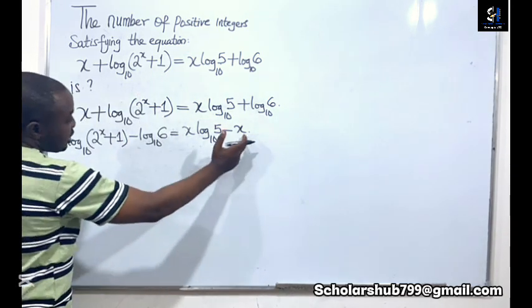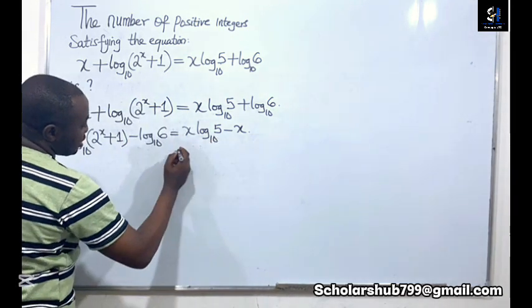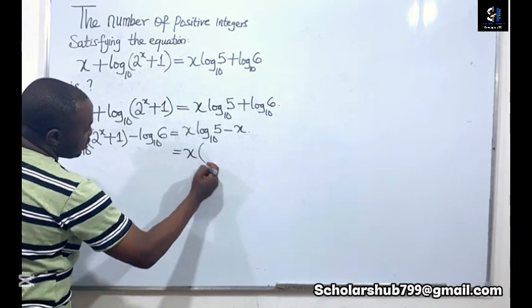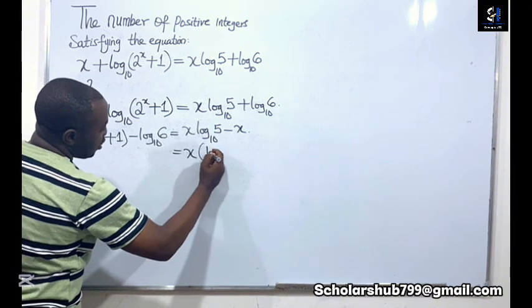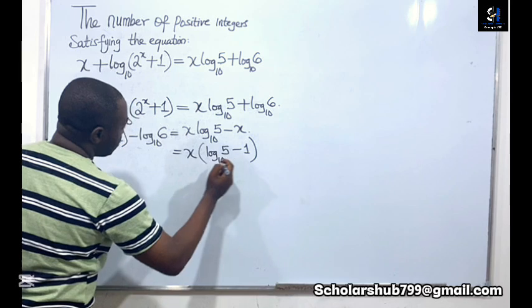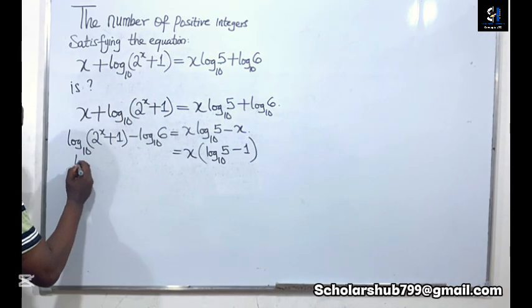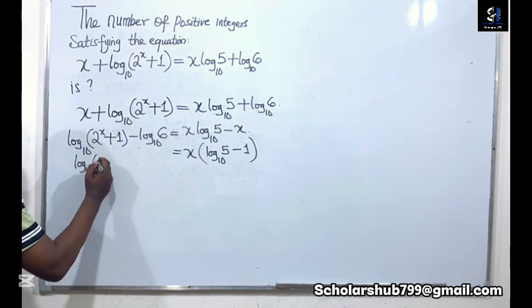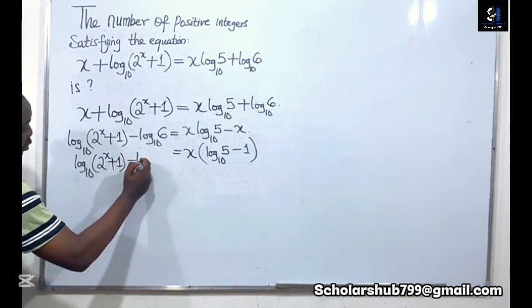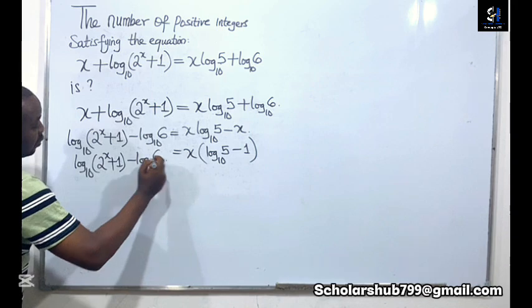So now x is common on the right hand side. I'll factor out x, so we have x times (log to base 10 of 5 minus 1). On the left hand side, we have log to base 10 of (2 raised to the power of x plus 1) minus log to base 10 of 6.